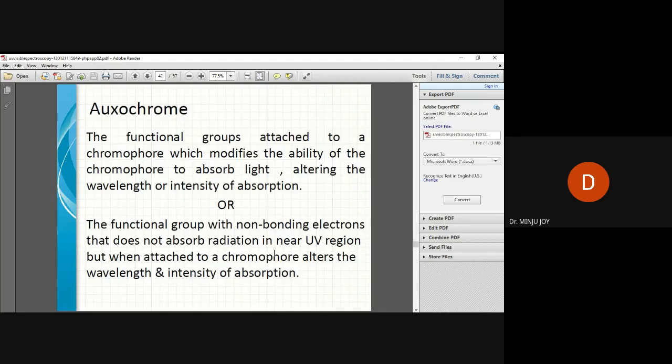Oxochromes are functional groups which are attached to a chromophore, which modify the ability of a chromophore to absorb light, altering the wavelength or intensity of absorption. That means an oxochrome by itself is not imparting any color, but when these functional groups are attached to a chromophore, its absorption maxima, its intensity or its wavelength will alter.